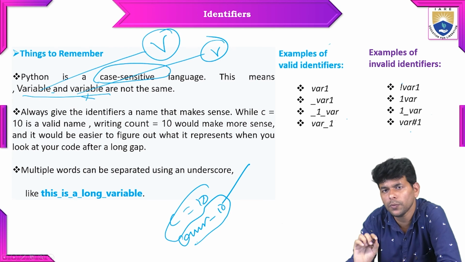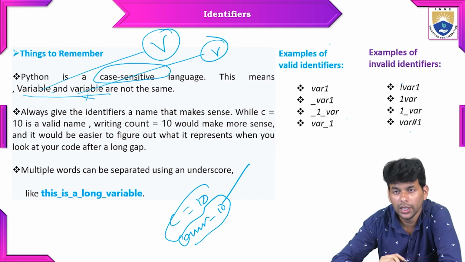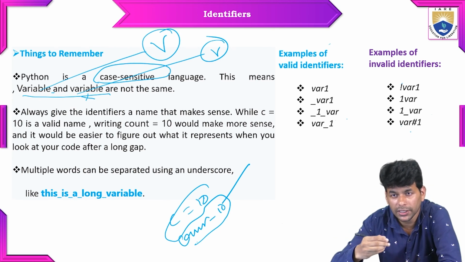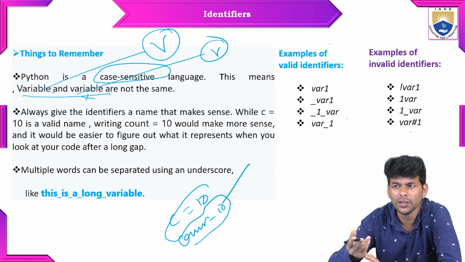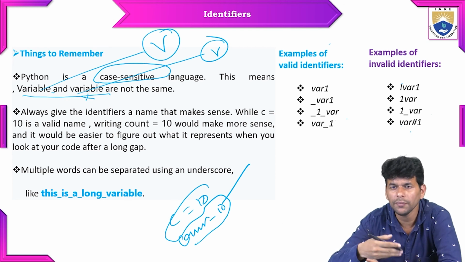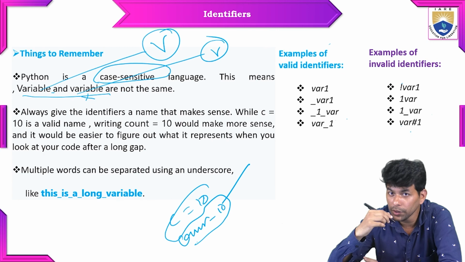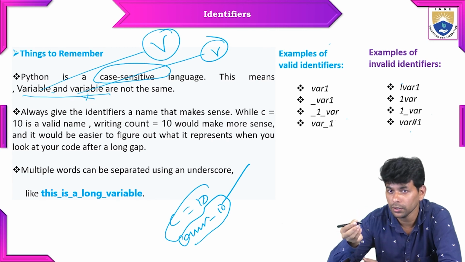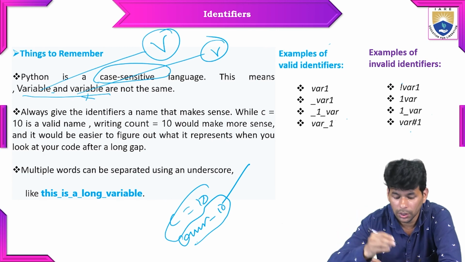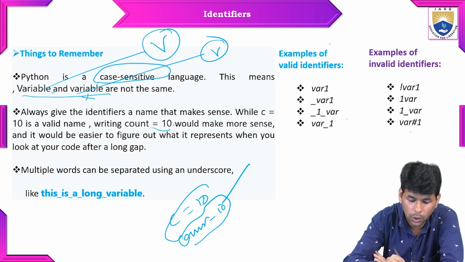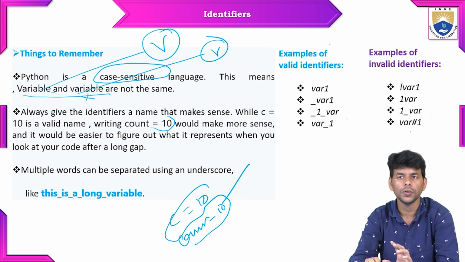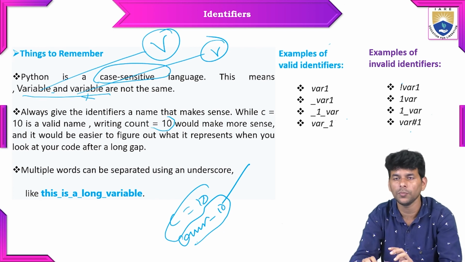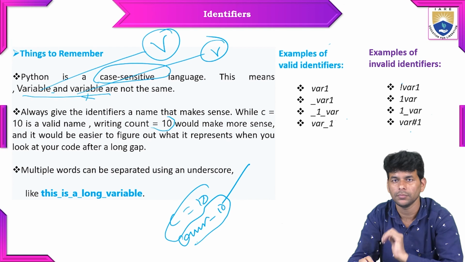Suppose I want to work with the number of characters, if I want to count the number of characters in a particular string, and I give c equal to 10, what will happen? Everyone can only assume it is a variable name holding some 10 value. But we know that we are counting, so for that reason we have to use the second one, count equal to 10. Based on this, we know that count equal to 10 gives more sense than c equal to 10. Is that clear?